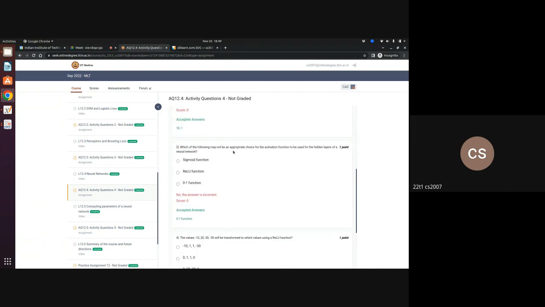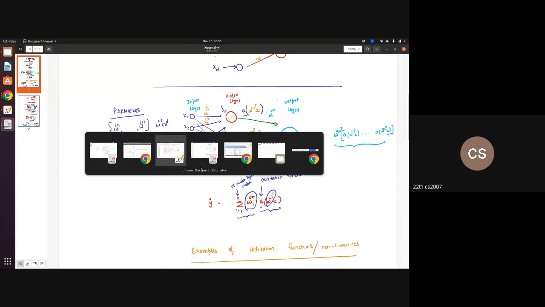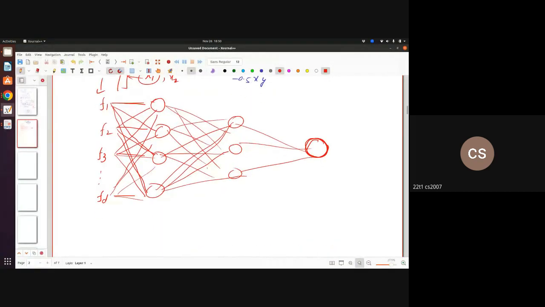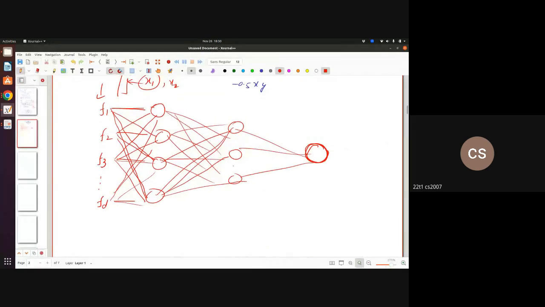Which of the following may not be an appropriate choice for the activation function to be used for the hidden layers of the network? So, you know, we haven't gone into the details of the back propagation algorithm, which is used to find the weights. As we know, there are weights at every edge. I will not use the subscripts. Just know that there are weights to be computed for each edge, right? How do we do that?